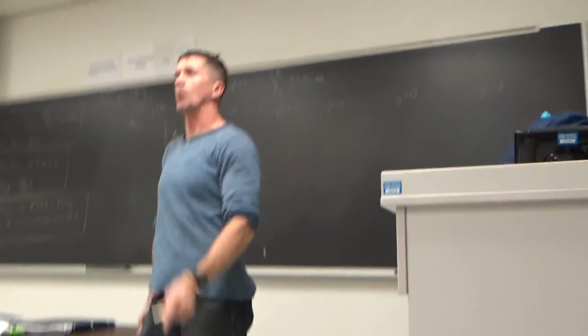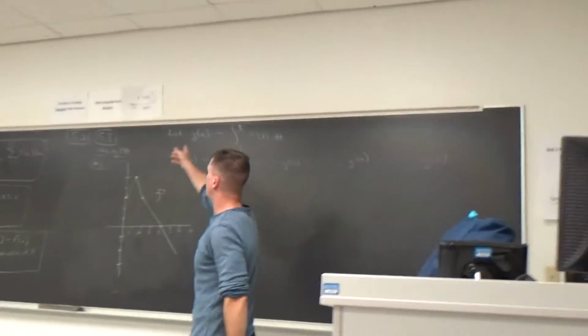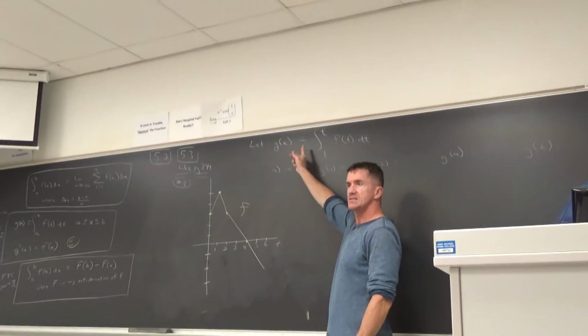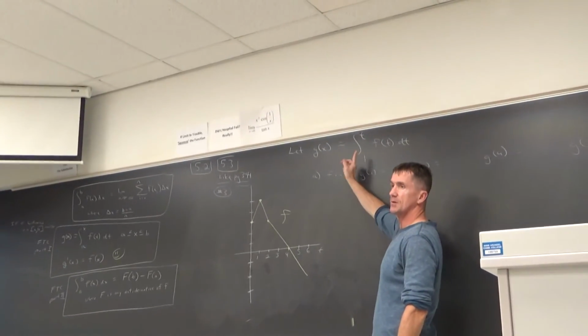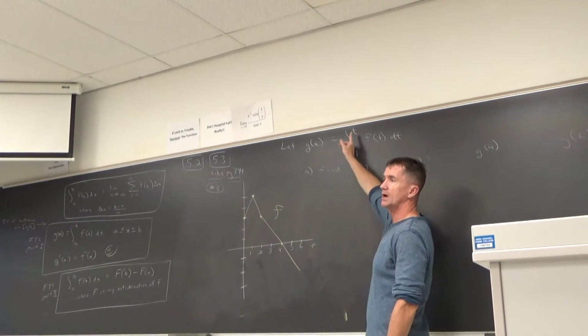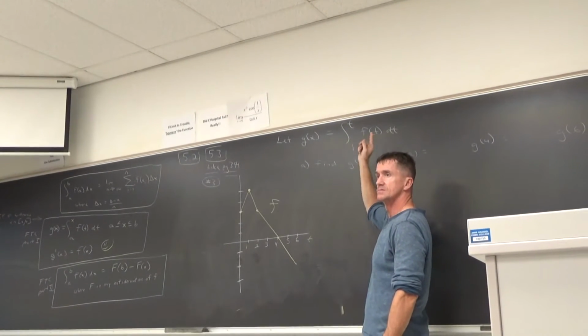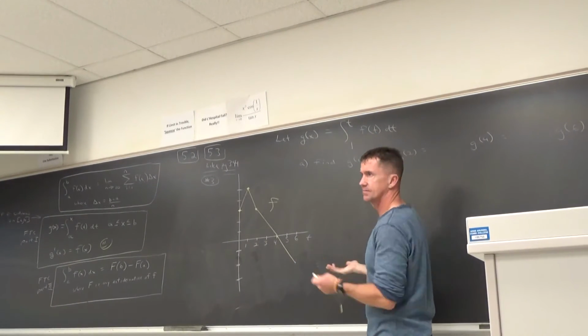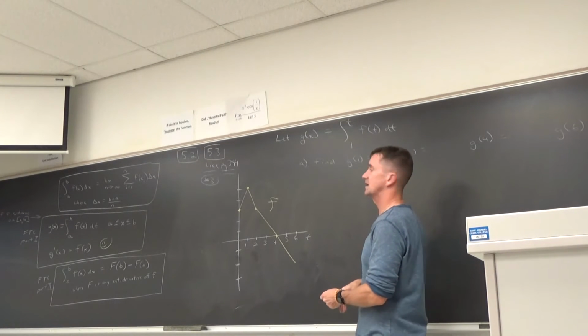Okay? Now, what is g? g is defined as what? g of x is defined as the function that's the integral from lower limit 1 to variable x of f of t. Now, if this looks all confusing, don't let it be confusing.